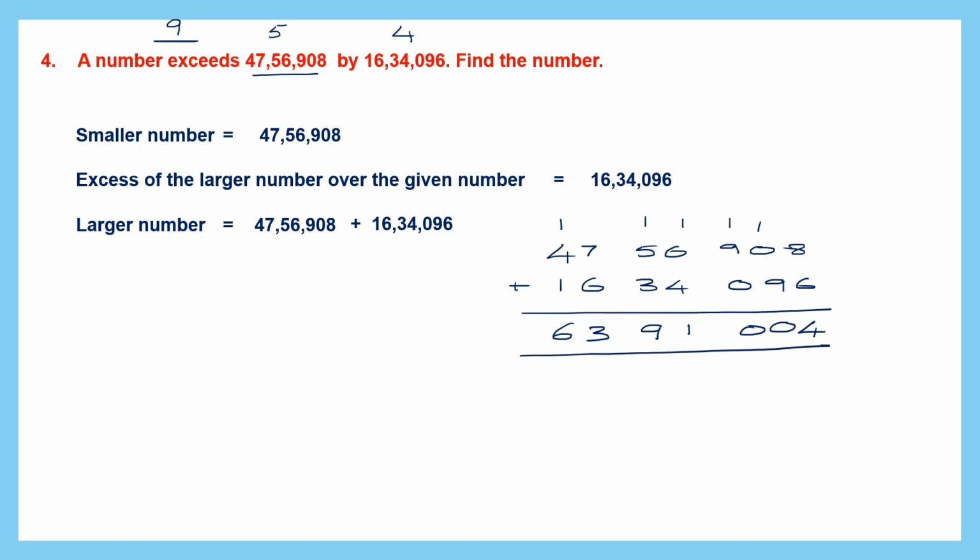So the larger number is 63,91,004. This is the required number. So let's write that. The required number is 63,91,004.